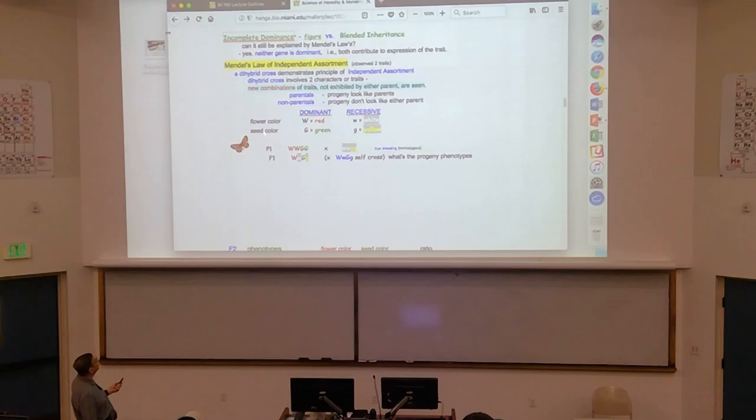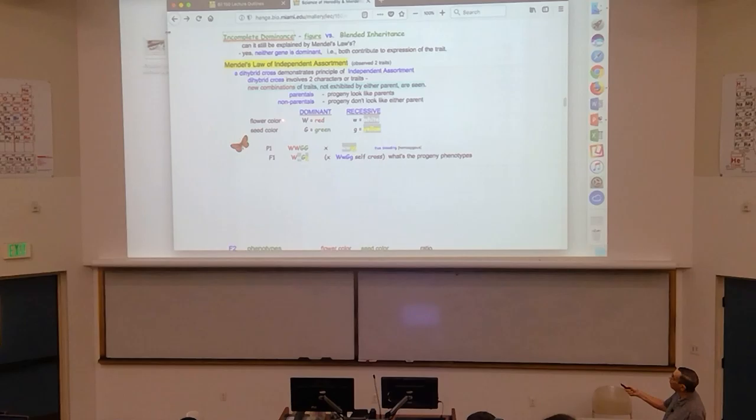Now, if I give you genetic problems on the test, I probably have to tell you what the characters are and whether they're dominant or recessive. I'm going to have to say that. So I'll do that here. Okay? We have a red flower that is dominant to the recessive white flower. And we have seed color in which green is dominant to the yellow color in the seed.